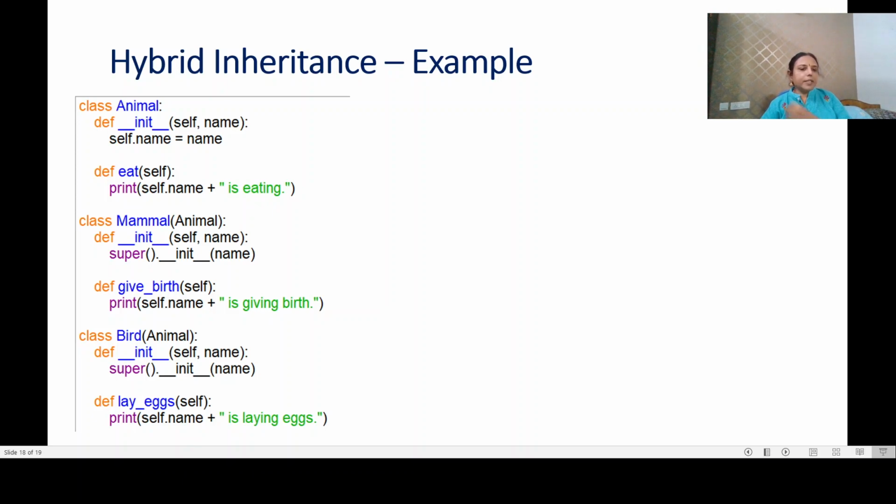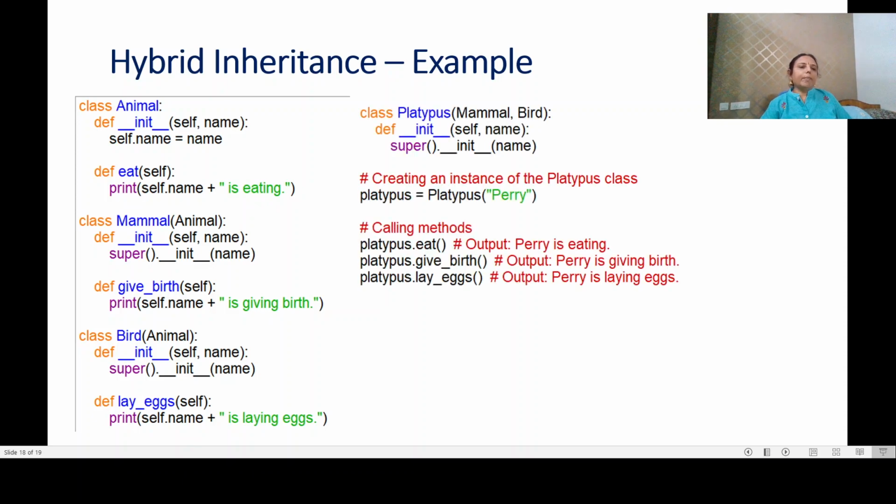As you can see, I have written an animal class, which is the base class, with the same function. You can also give the same example as we discussed in the previous one for hybrid inheritance. So here mammal is a child class inheriting from animal, and bird is also inheriting from animal. And we have written some functions, like mammals give birth, and birds lay eggs.